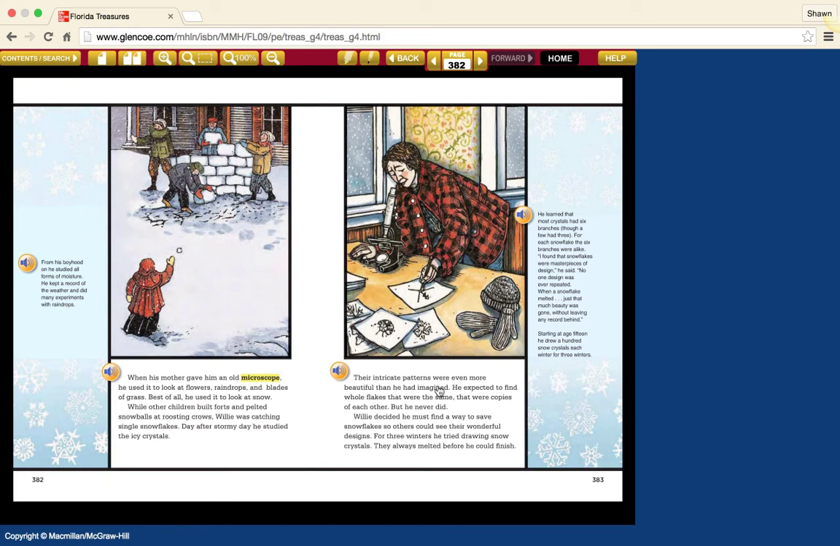Their intricate patterns were even more beautiful than he had imagined. He expected to find whole flakes that were copies of each other's, but he never did. Willie decided he must find a way to save snowflakes so others could see their wonderful designs. For 3 winters, he tried drawing snow crystals. They always melted before he could finish.